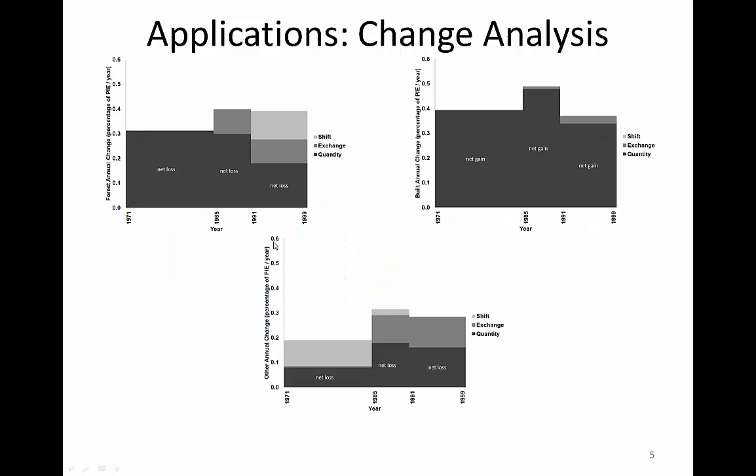The figures at the top show that forest and build are mainly responsible for the quantity difference. Forest and other are net losing categories, while build is a net gaining category.